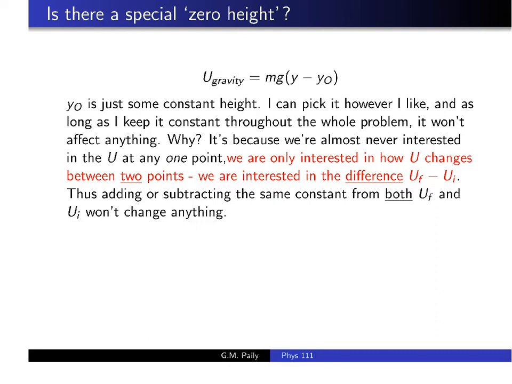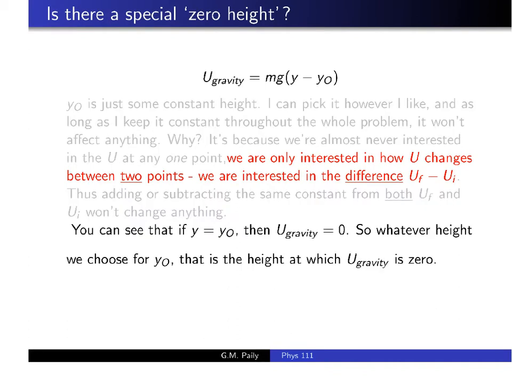I can pick it however I like, and as long as I keep it constant throughout the problem, it won't really affect anything. All that will happen is that when y is equal to y naught, the potential energy will be 0. And why does this not make any physical difference? Because we're never interested in how much the value of U is at any one point. We're only interested in how U changes between 2 points. That is, we're interested in the difference of U final minus U initial. And so when I do that subtraction, the y naught term disappears, just like we saw before. And so adding or subtracting the same constant from both U final and U initial will not change anything.